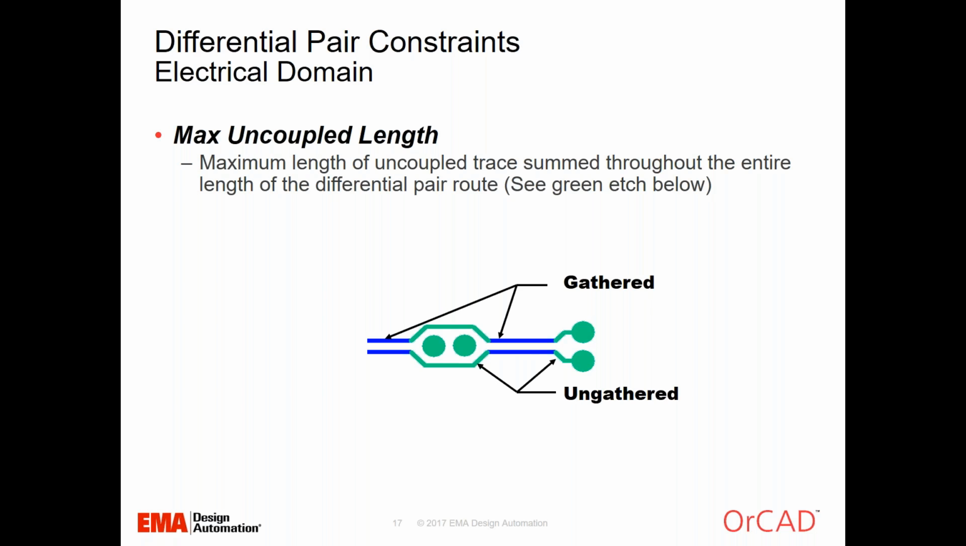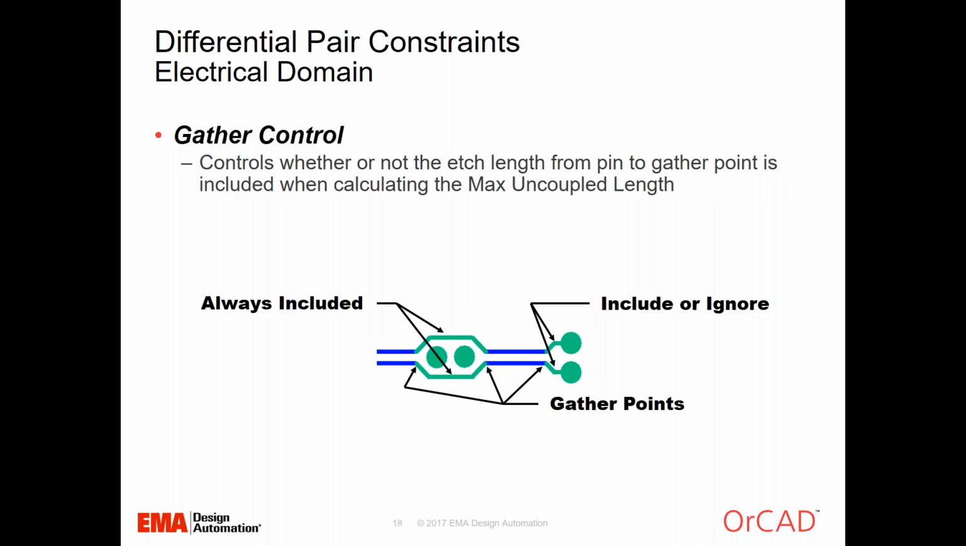The max uncoupled length rule takes the length of all of the uncoupled trace segments, sums them up, and checks the total against the rule. If the sum is greater than the allowable length, a DRC is created. As shown in the last slide, the differential pair may become uncoupled at some points in the final route. However, there are instances where this can be ignored.